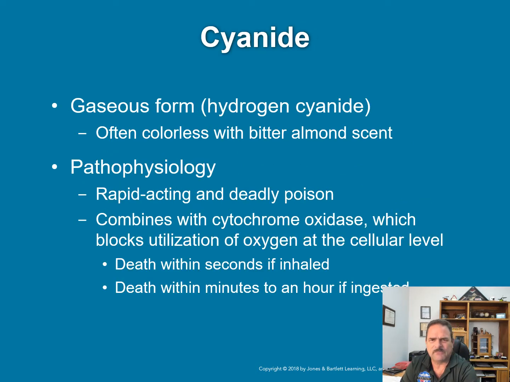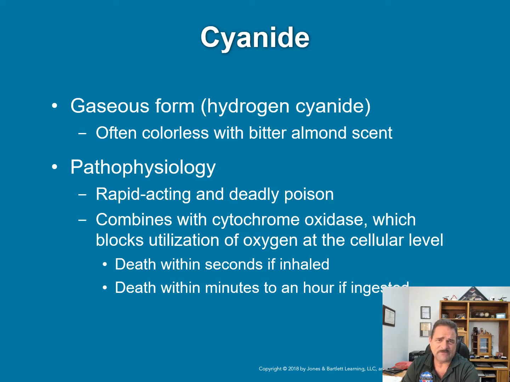Cyanide, gaseous form, hydrogen cyanide, often colorless and bitter, with a kind of almond scent. Rapid acting and a deadly poison. It combines with the cytochrome oxidase, which blocks the utilization of oxygen at a cellular level. It's found in many household goods, believe it or not, absolutely. It can be found in a lot of different types of household stuff.